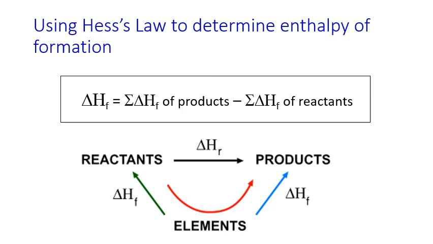So you can actually use Hess's law to determine the enthalpy of formation. The enthalpy change of a reaction is the sum of the enthalpy of formation of the products minus the sum of the enthalpy of formation of the reactants. Those values will be given to you in your data booklet or in the exam.